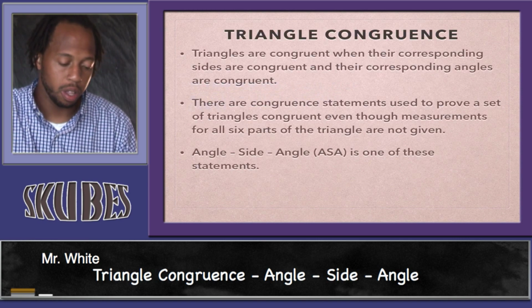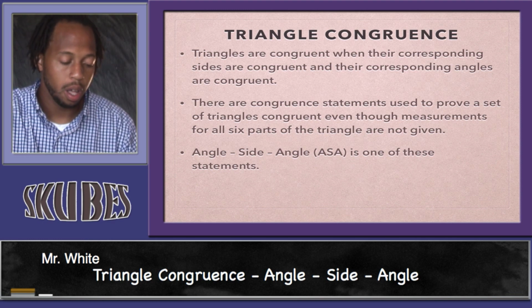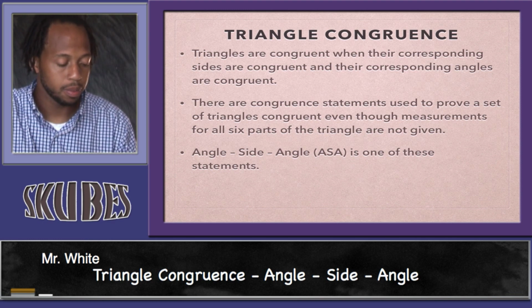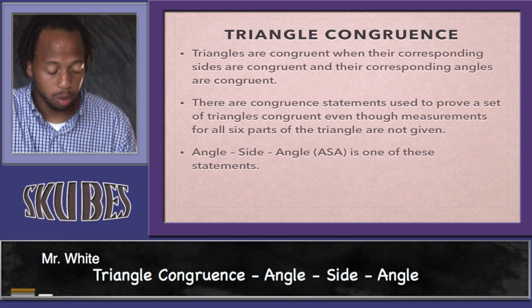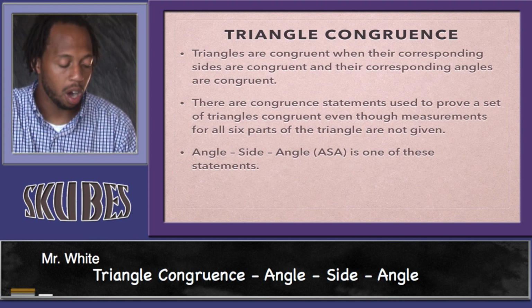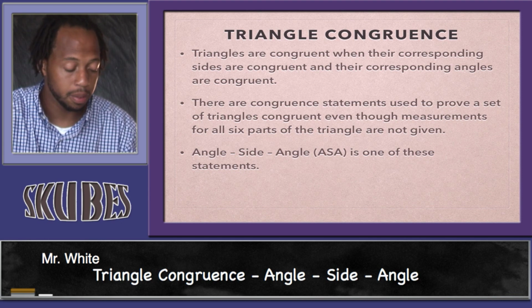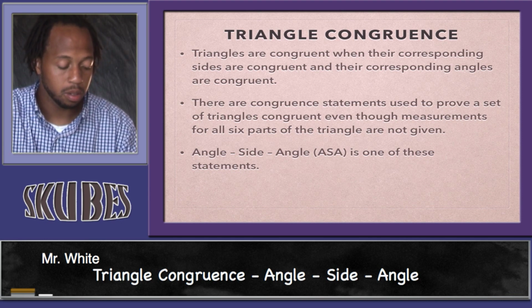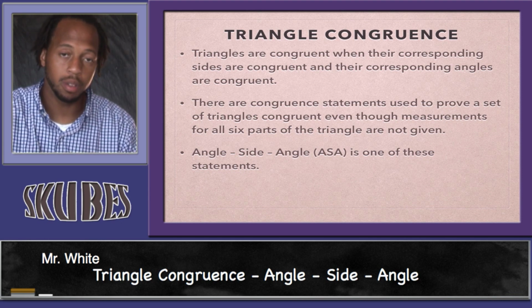Triangles are congruent when their corresponding sides are congruent and their corresponding angles are congruent. There are congruent statements used to prove a set of triangles congruent even though measurements for all 6 parts of the triangle are not given. Angle side angle, or ASA, is one of these statements.